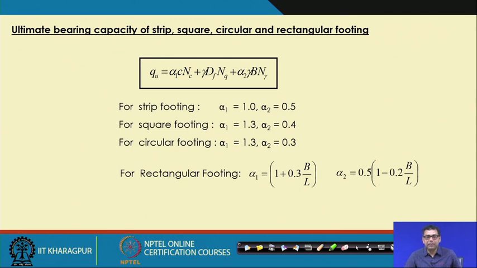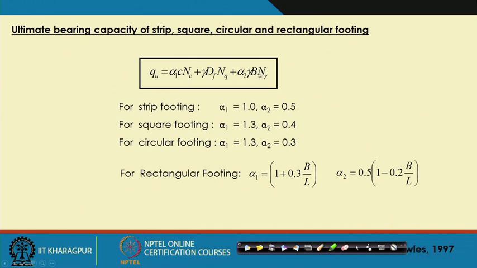Now, again, Terzaghi's bearing capacity equation is developed for strip footing only. So the original equation is developed for strip footing, but later on some correction factors were introduced so that we can use this equation for any kind of foundation, whether it is square footing, circular footing or rectangular footing. So, finally, qu has alpha 1 and alpha 2 as two corrections: alpha 1 c Nc plus gamma Df Nq plus alpha 2 gamma B N gamma.